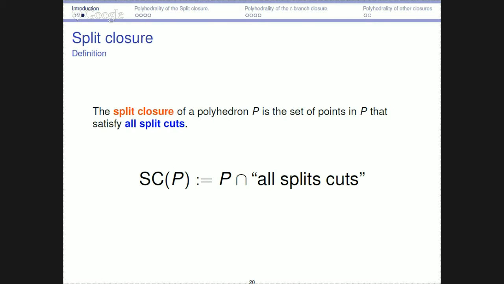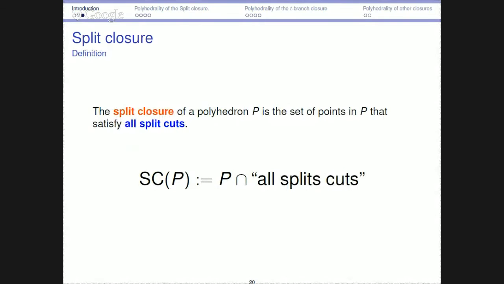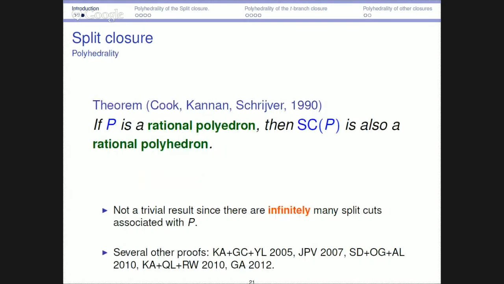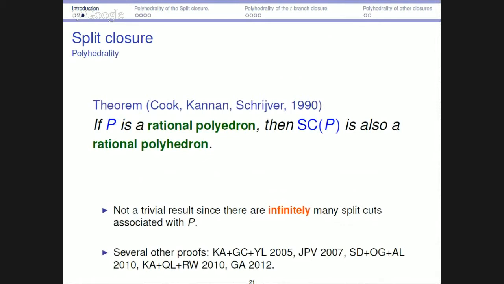But what was proven in 1990 is that this object, which could be very strange, in fact is not strange, it is also a polyhedron. This means that in order to obtain this object, you only need to intersect P with finitely many split cuts. Yes?